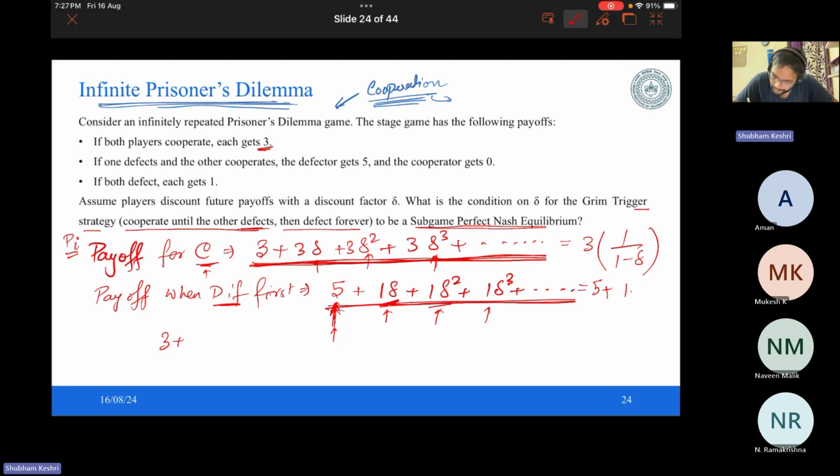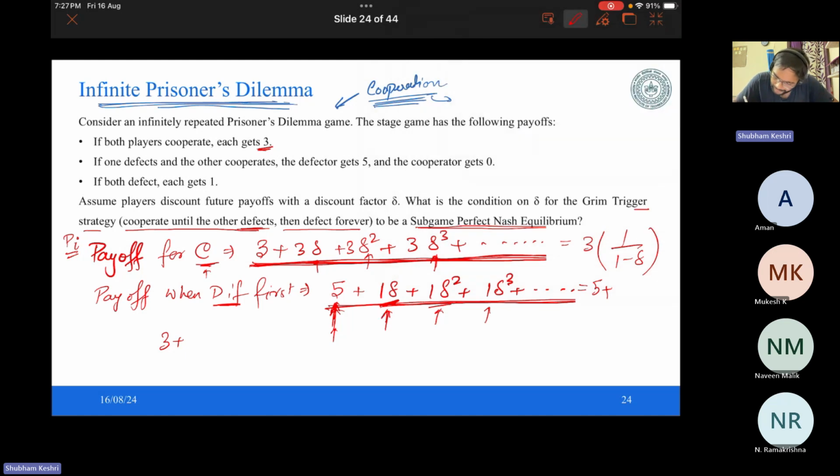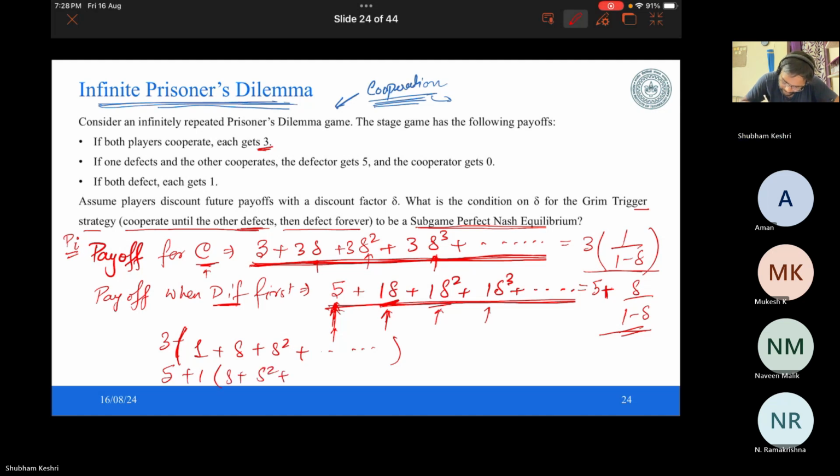And over here, it will be delta times 1 minus delta, because it starts with delta. So this is the sum. It actually starts with 1, so let me write it properly. If you take out 3, it will be 1 plus delta squared plus so on, and this sum is actually 1 by 1 minus delta. And over here, if you take 5 plus 1 common, it will be delta plus delta squared plus and so on. So this sum is actually delta by 1 minus delta.